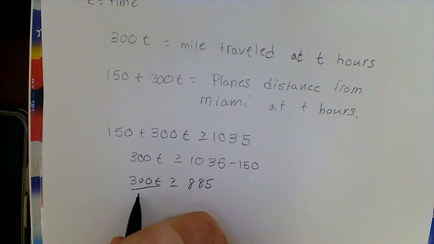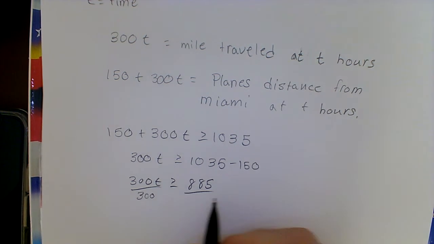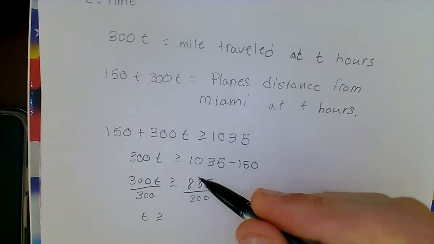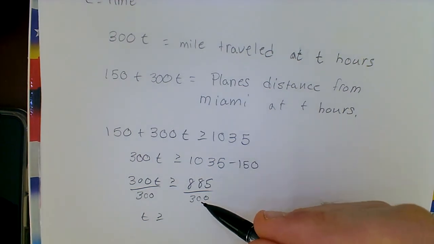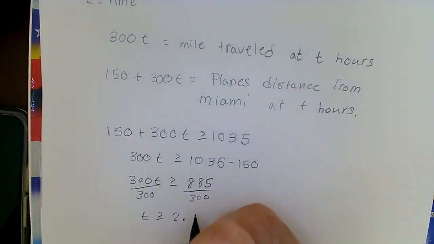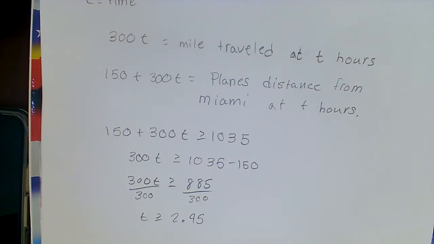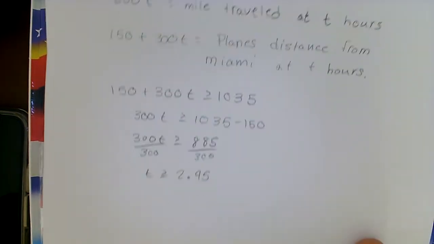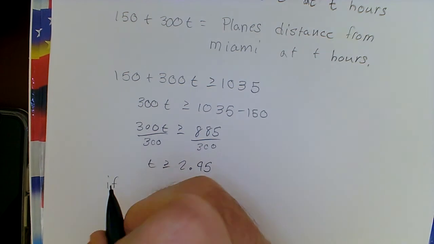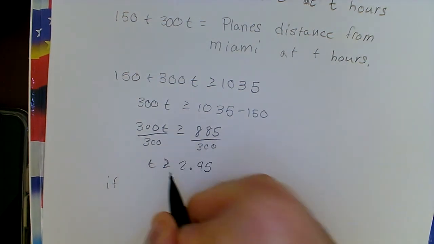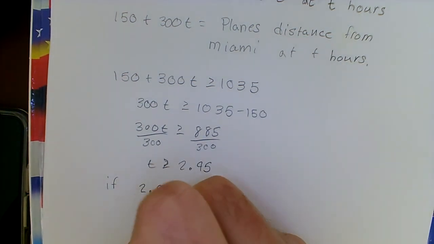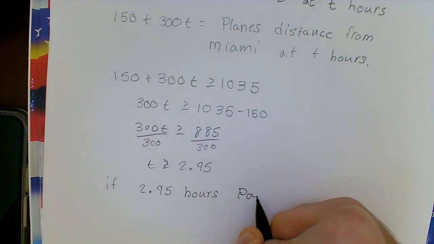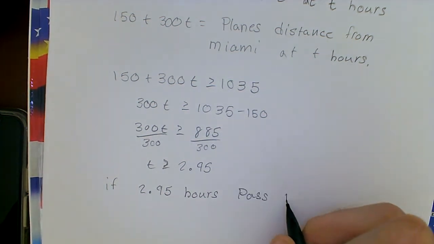Okay, so now to get t by itself, we're going to divide by the positive 300, so we don't have to flip the sign. So t is greater than or equal to 885 divided by 300, which is 2.95. You can use your calculator for that one. So the answer to the question is, if 2.95 hours pass, raise concern.